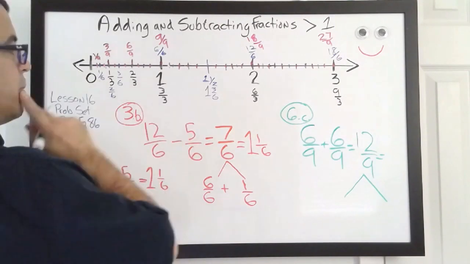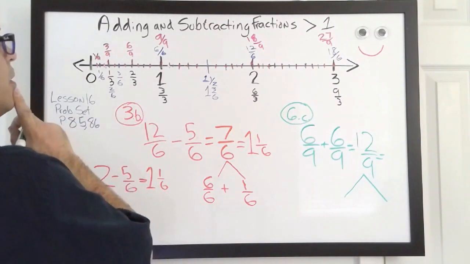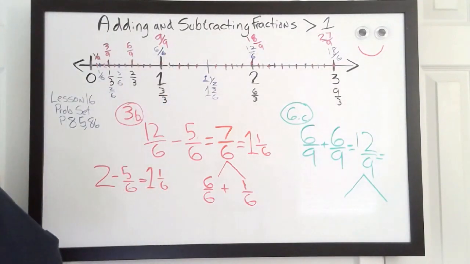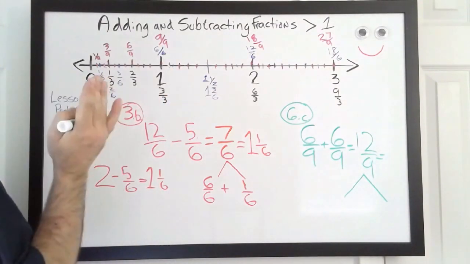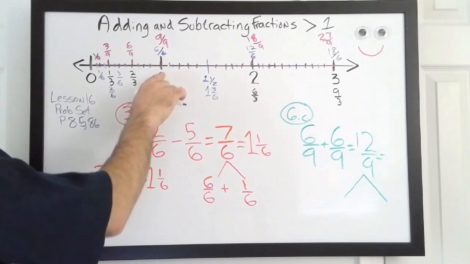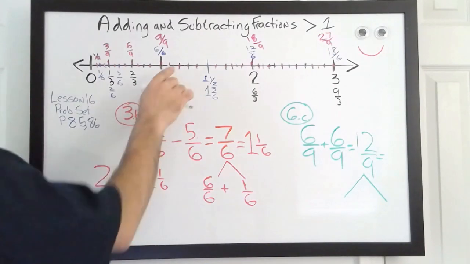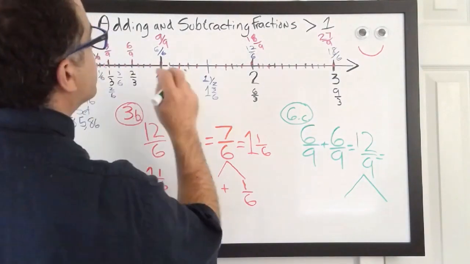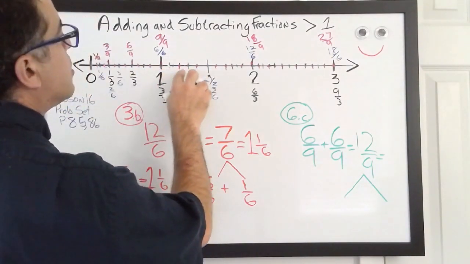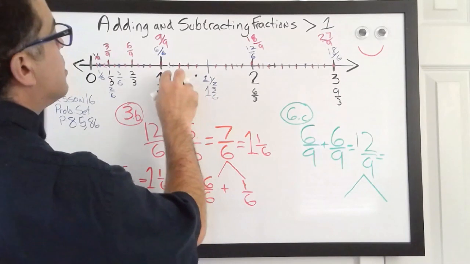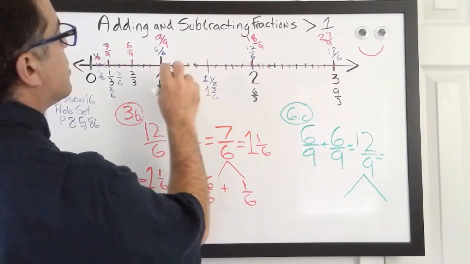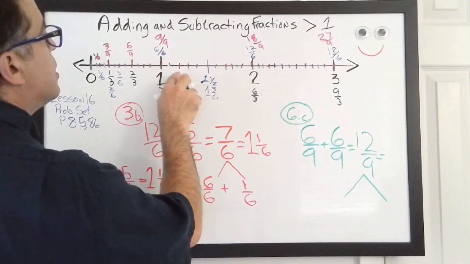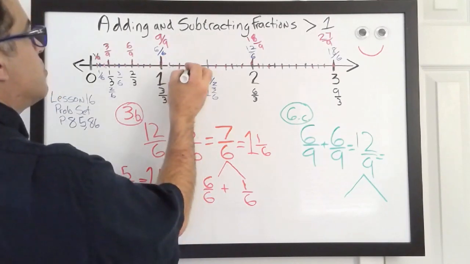Well, we can look on our number line. Where is one whole number? Here it is. 9 ninths is one whole number. And then 3 more would give me 12 ninths. I think that's right. Okay. 1 ninth, 2 ninths, 3 ninths. Okay, here it is, right here.